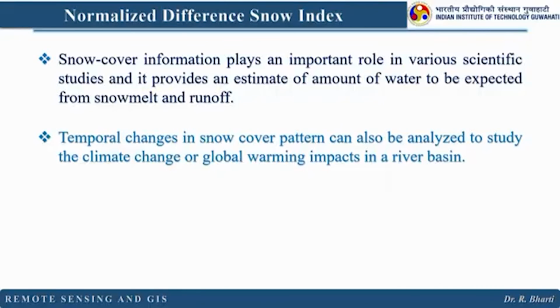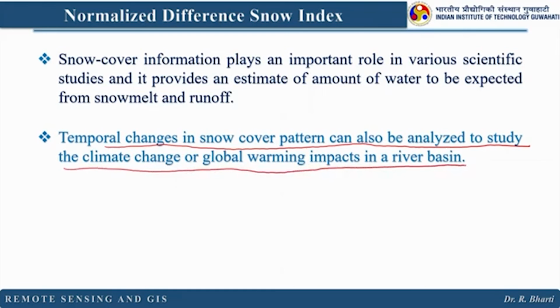Normalized difference snow index. Snow cover information plays an important role in various scientific studies, and it provides an estimate of the amount of water to be expected from snow melt and runoff. Now you can see a real example of where we can apply remotely sensed images and how digital image processing will help. Temporal changes in snow cover pattern can also be analyzed to study the climate change or global warming impact in a river basin.